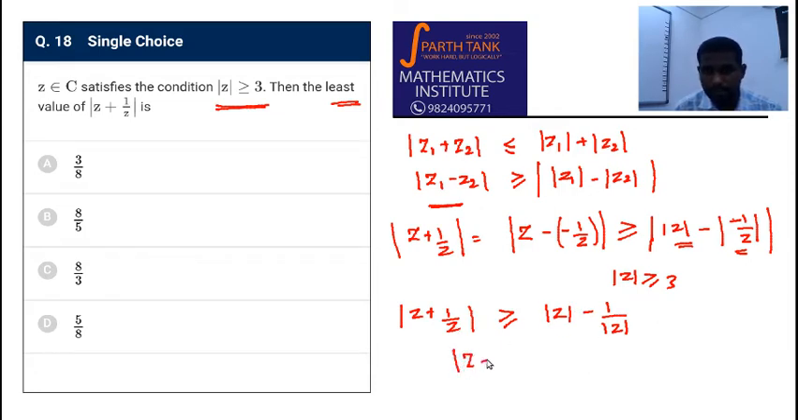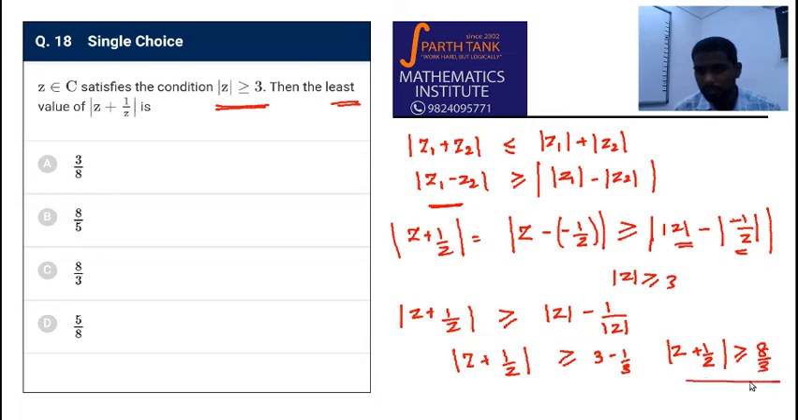Alright. So the minimum value will be when mod z takes the minimum value. So mod z plus 1 by z would be greater than or equal to 3 minus 1 by 3, which is 8 by 3. So mod z plus 1 by z is greater than or equal to 8 by 3. Therefore you see that the minimum value is 8 upon 3. So the answer is option C, 8 upon 3. Very simple. Use the triangle inequalities. Just reorganize to a negative form so that you get this.